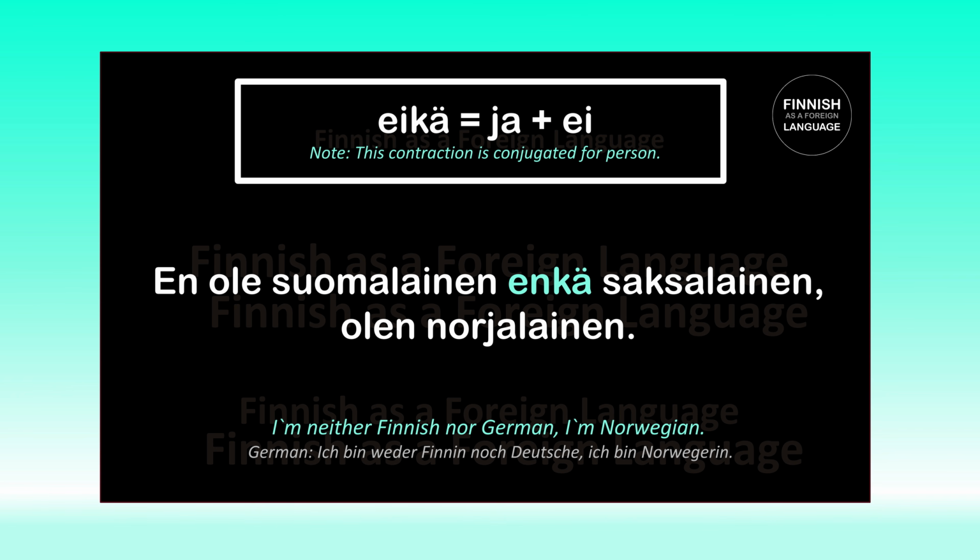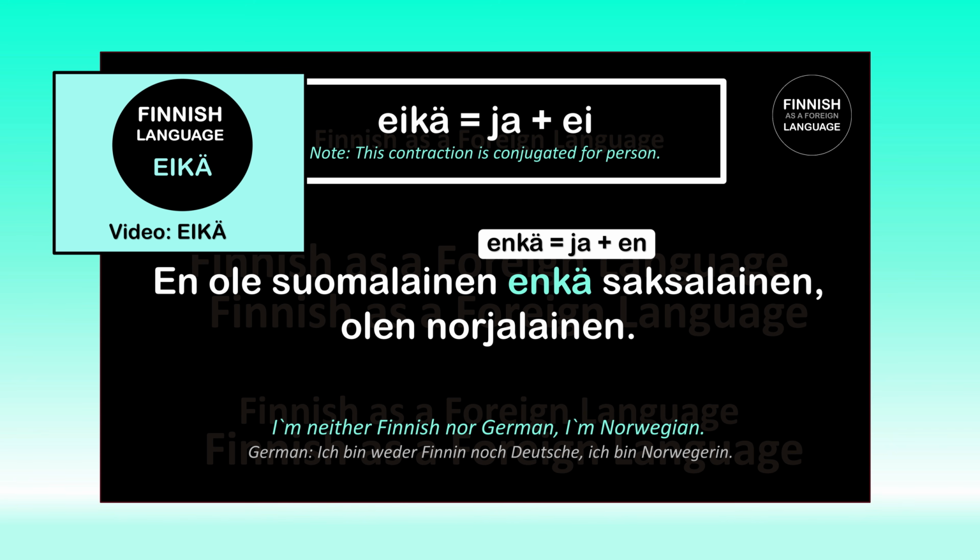Means I'm neither Finnish nor German, I'm Norwegian. Let's go step by step. En ole suomalainen means I'm neither Finnish, enkä saksalainen, nor German, olen norjalainen, I'm Norwegian. So here, enkä is a contraction of ja plus n, and here we use enkä because of the personal pronoun minä. For better understanding, let's take a look at the table.